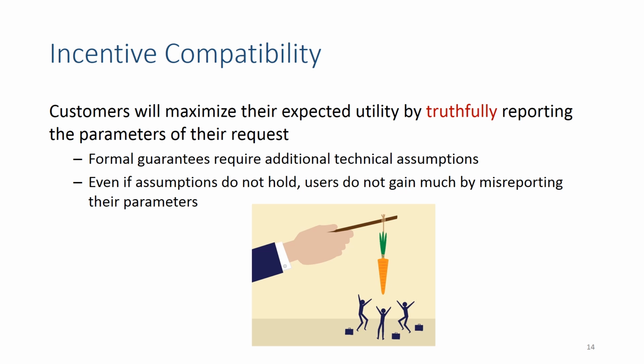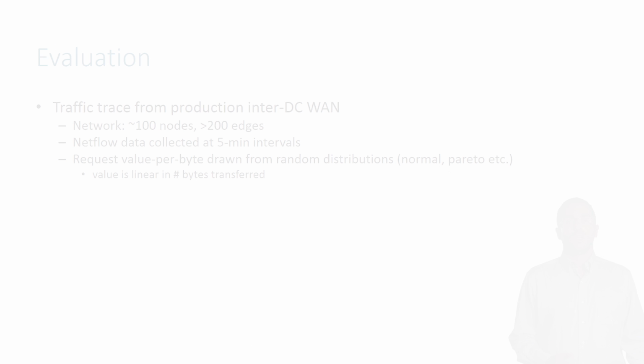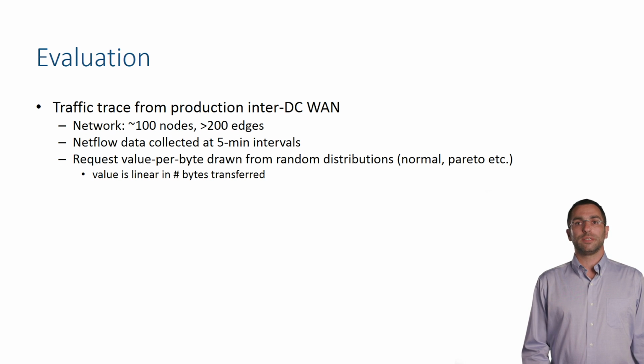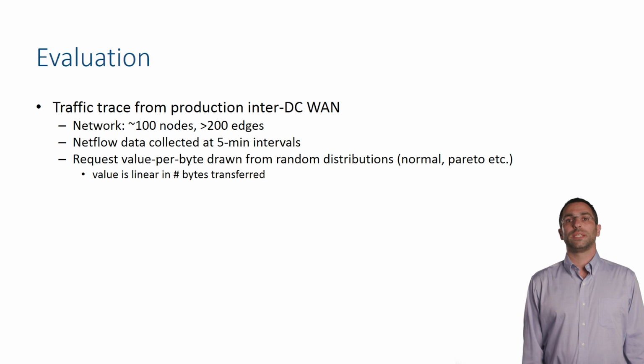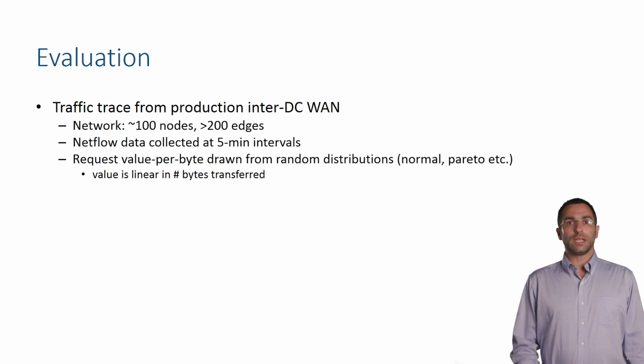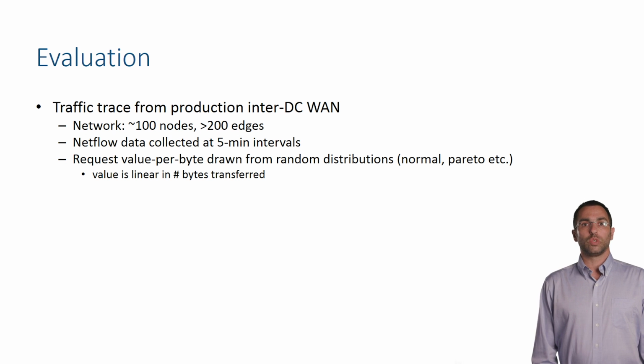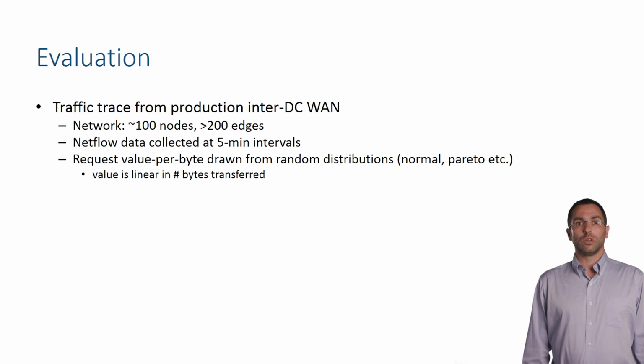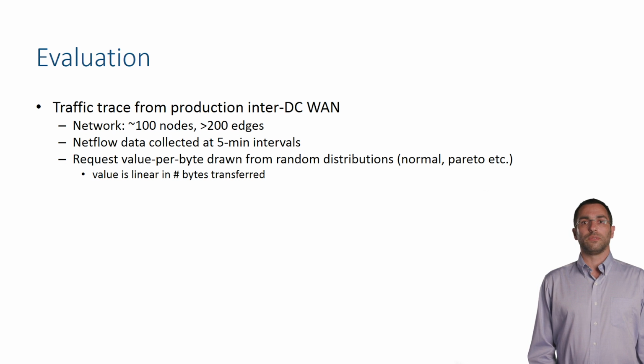misreporting their request parameters. To evaluate the benefits of Pretium, we use traffic traces from an Inter-DC WAN at Microsoft. The network consists of a total of around 100 nodes, which represent data centers or peering sites, and more than 200 edges. The traffic data consists of net flow traces, which were collected every 5 minutes. They include the number of bytes transferred on every link for each 5-minute interval.